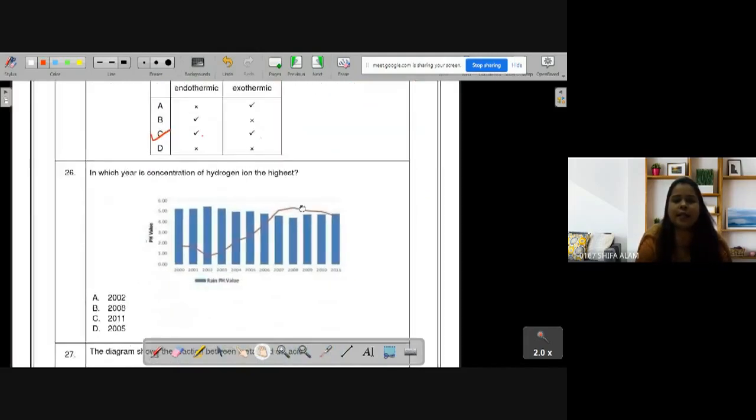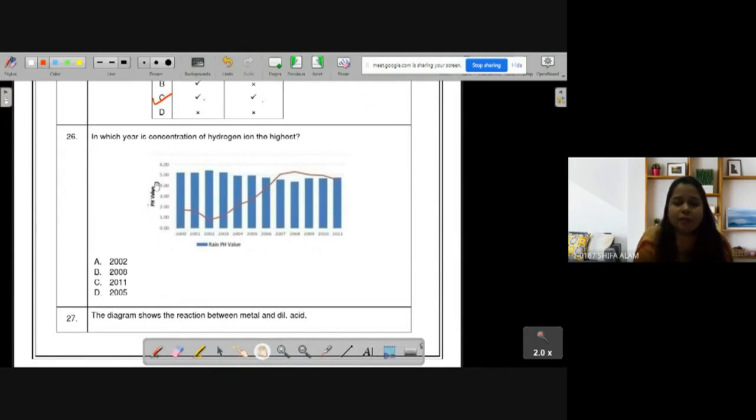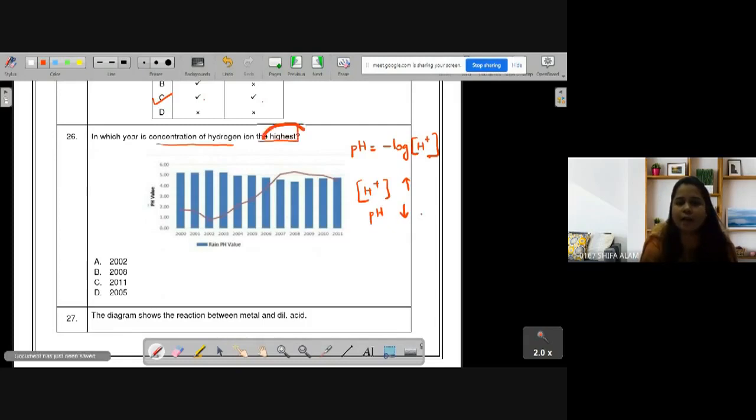Next, in which year is the concentration of hydrogen ion the highest? From the graph I see that pH value is plotted against the years. We have the concept that the formula of pH is given as minus log concentration of H+ ion. So the more the concentration of H+ ion, the lower the value of the pH would be. They're asking for the concentration of hydrogen ion to be highest. That means the pH should be lowest.